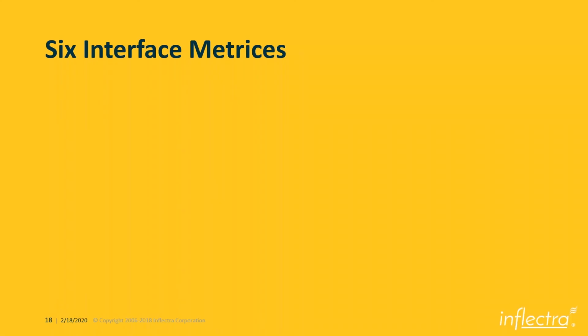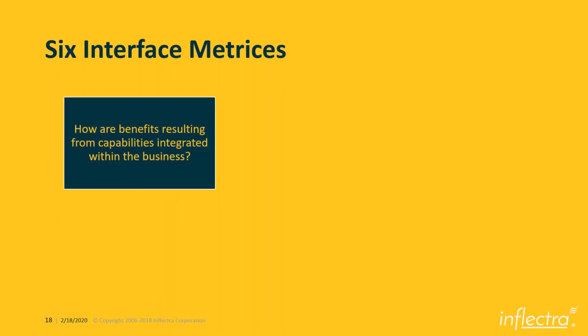So when you are looking at this, there are 6 interface level metrics that come up, like at least questions that should be prompted. So how are benefits resulting from the capabilities? Projects produce the capabilities integrated within the business. So how people are able to understand the new system that you introduced, how much additional time is getting saved, how much the productive time is increasing and the non-productive time is decreasing. All those things have to be understood.